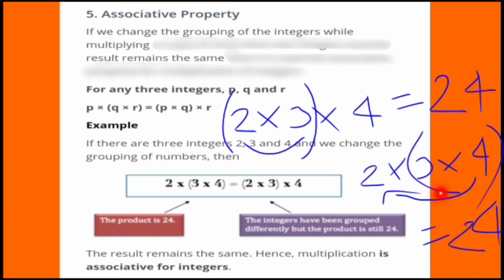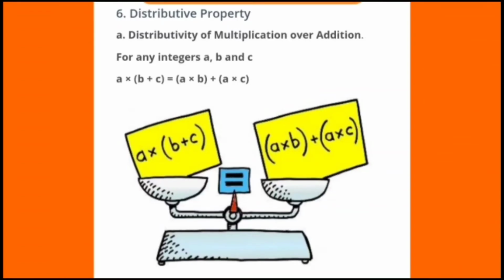Now, in the second case we are grouping the last two digits, then finding the product. That product we are multiplying with the first digit. But still we obtain the same result. So, if we change the grouping of the integers while multiplying, the result remains the same. So, we can say multiplication is associative for integers.